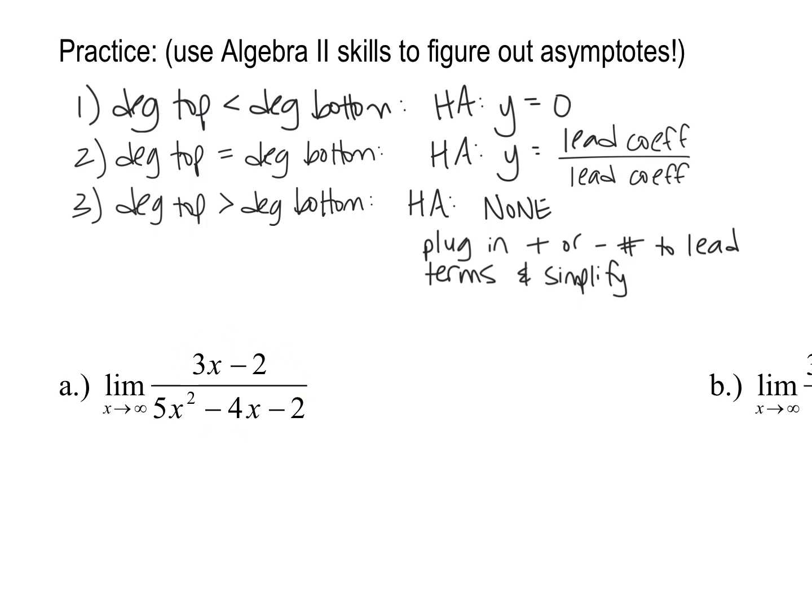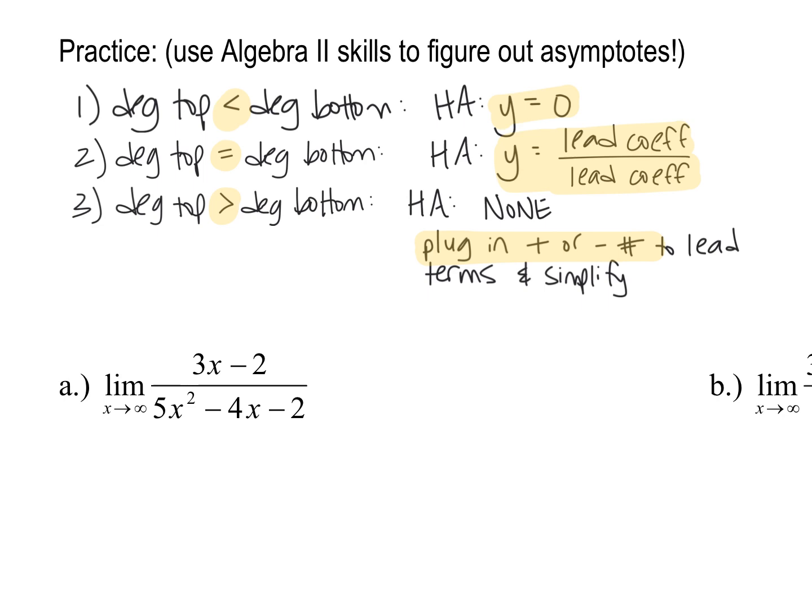Just a couple things to remember. If the degree of the numerator is less than the degree of the denominator, that means your horizontal asymptote is y equals 0. Just remember that. We've already talked about that. What happens when the degrees are equal on the top and the bottom? Then you take the lead coefficient of the numerator and divide it by the lead coefficient of the denominator. And then what happens if the degree on the top is greater than the degree on the bottom? That means you don't have a horizontal asymptote. It's actually a slant or an oblique asymptote. That was some more Algebra 2 stuff that you guys did last year. But that's when we're going to plug in a positive or negative number, kind of like we did earlier in this video.